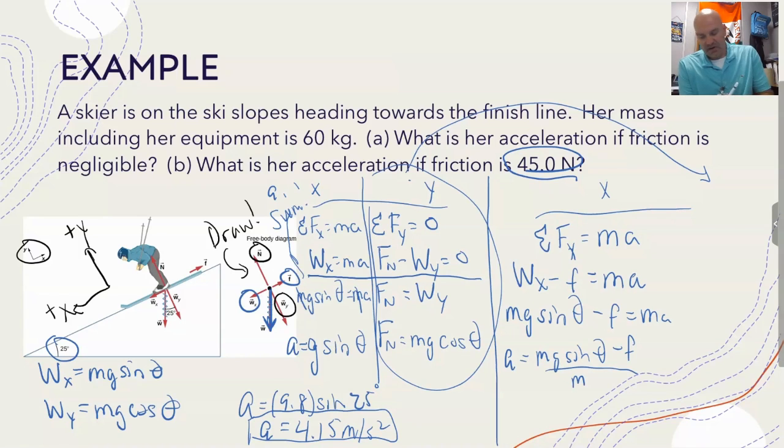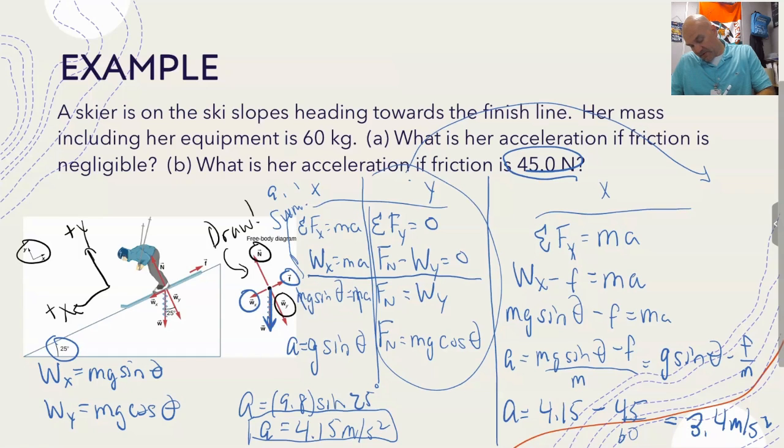You can split this fraction if you want. So you would see g sine theta minus F over m. And we already know what g sine theta is. That's 4.15. And we're going to do 45 divided by 60, because that's her mass, right, with everything. And our answer ends up being 3.4 meters per second squared. So you can see that with friction, her acceleration does go down, which means she's not accelerated as much as if she had no friction.